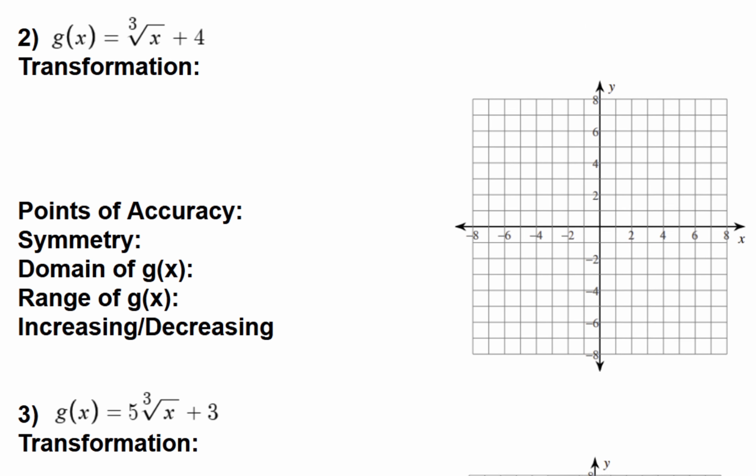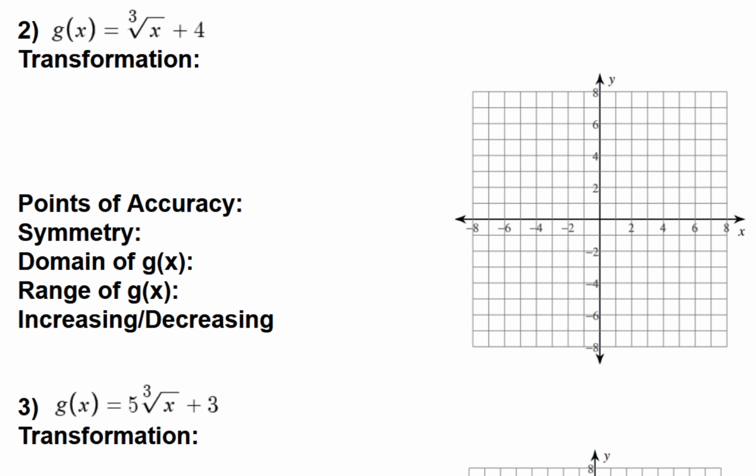For the second one, we have g of x is equal to the cube root of x plus 4. My first step is to identify the transformation that's occurring. In this case scenario, the transformation will indicate that g of x is translated up 4 units. Then I will identify the points of accuracy.